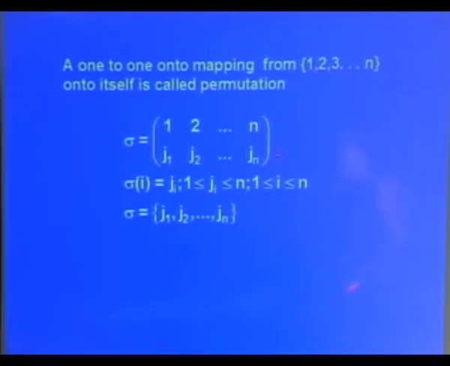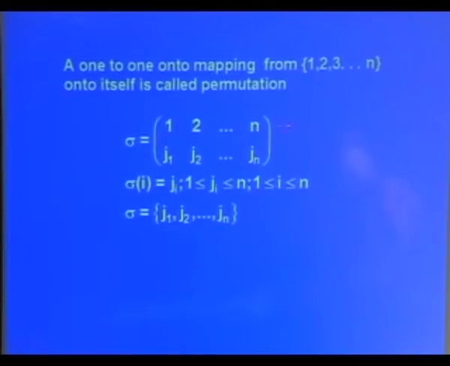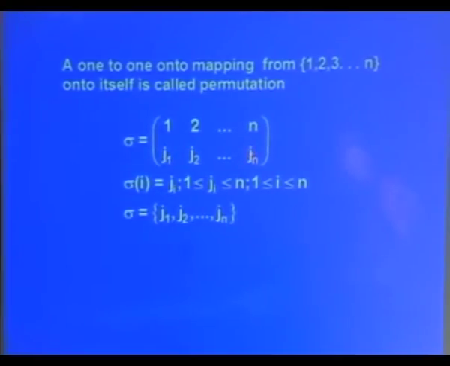which can be defined as this. Here the number 1 is mapping to j1, 2 is mapping to j2 and n is mapping to jn. What are j1, j2, jn? They are simply the rearrangement of numbers 1, 2 to n. This is one to one and onto mapping. So, no number will be repeated while writing down j1, j2, jn, and no number will be dropped off.